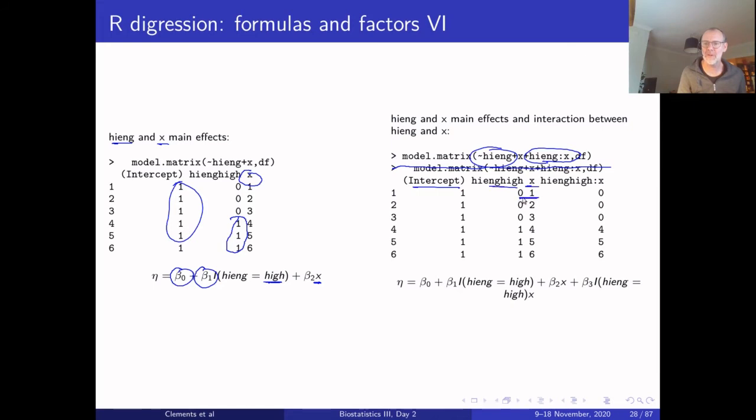So if we actually do the product of these pairs, then we get zeros here, and then 4, 5, and 6. So we have the intercept, the main effect for high energy, the main effect for x, and then a product between the effect for high energy and x. Right, so that was a lot to take in.